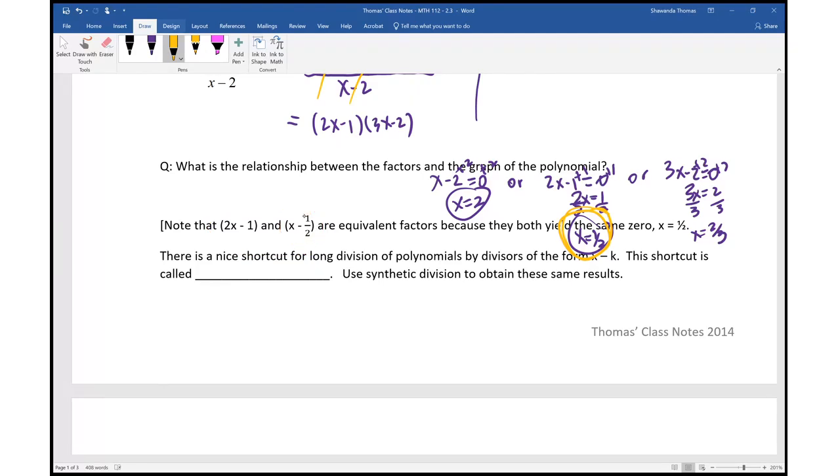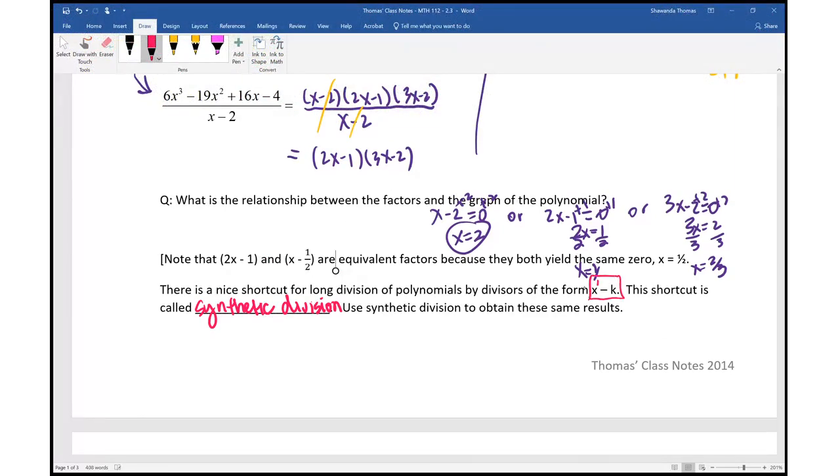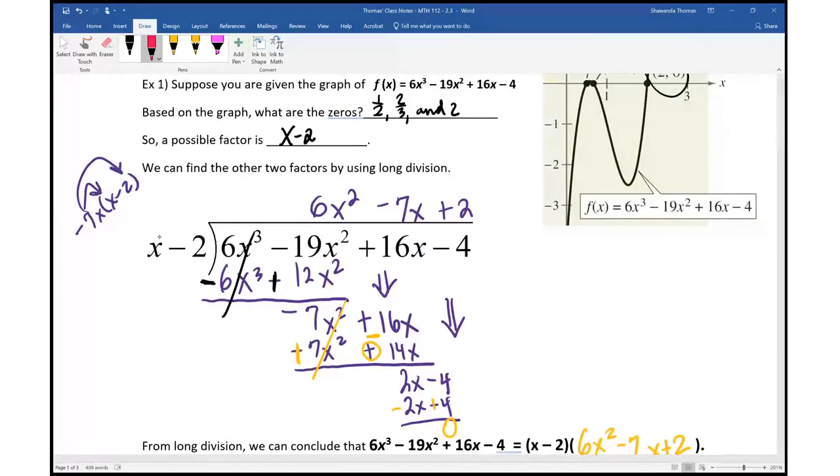There's a nice shortcut for long division of polynomials by divisors of the form x minus k. This shortcut is called synthetic division. So let's use synthetic division. Anytime your divisor is x to the first power, meaning the degree of your divisor is 1, we can use synthetic division. And in this case, we've got x to the first power, so we can use synthetic division.